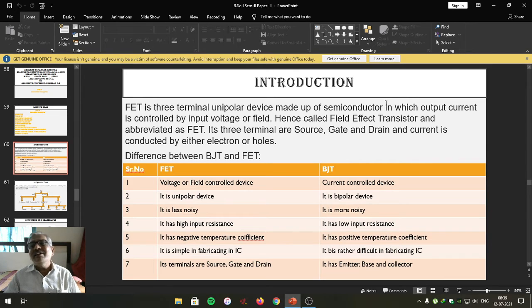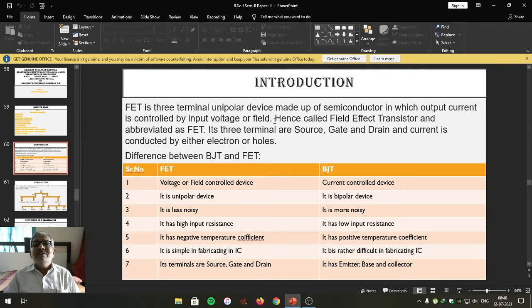It has a speciality, and that is that the output current is controlled by the input voltage. This input voltage generates a field. We can say this field will be used to control the output current. So that's why this FET is also called a field control device or voltage controlled device.